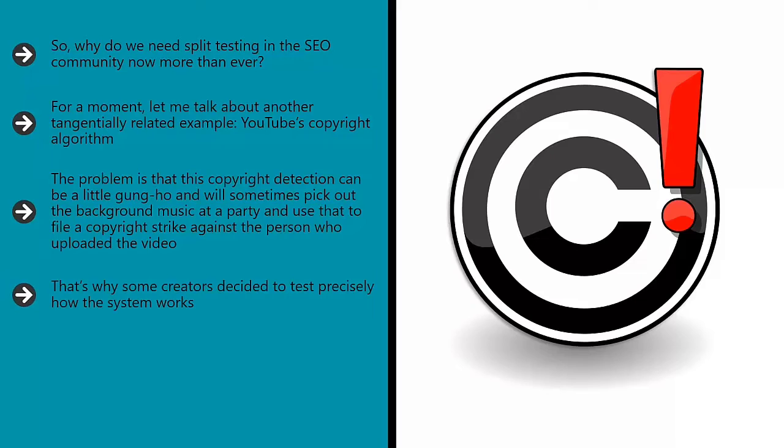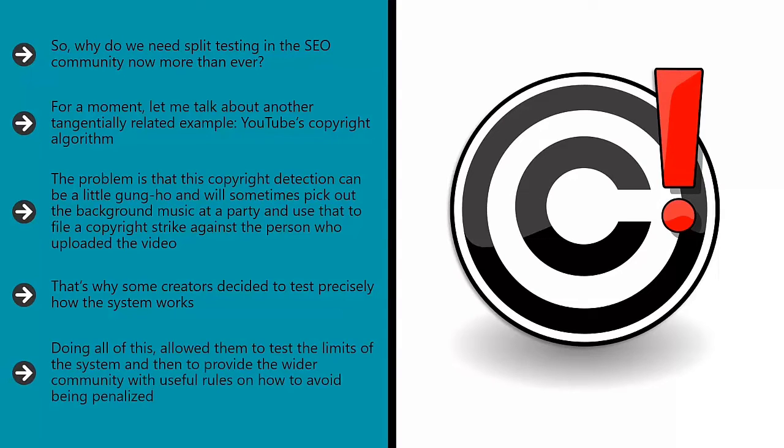That's why some creators decided to test precisely how the system works. They did this by uploading hundreds of versions of the same song, versions that had been modulated up or down a semitone, versions that had been transposed down an octave, versions played in the background, versions played quietly, versions played only for short clips. Doing all of this allowed them to test the limits of the system and then to provide the wider community with useful rules on how to avoid being penalized.